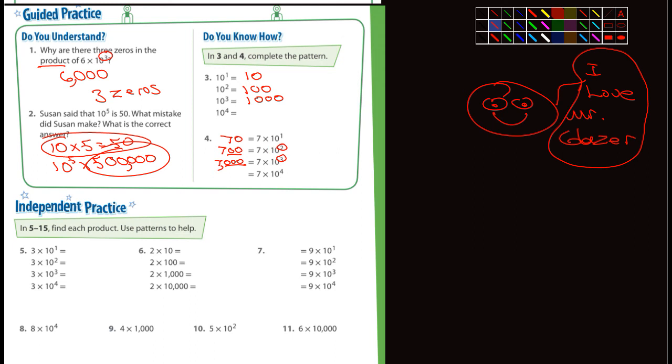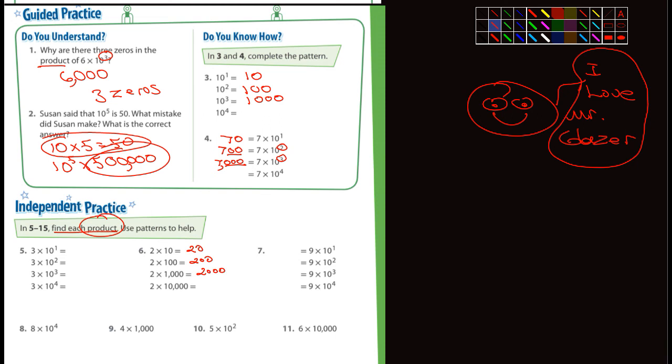I'll do a couple more down here. It says find the product, which is another way of saying the answer. Product is the answer to a number where there's multiplication. Use patterns to help. Well, we can see some patterns here. 2 times 10 is what? 20. 2 times 100 is 200. 2 times 1,000 is 2,000. You guys can do these.